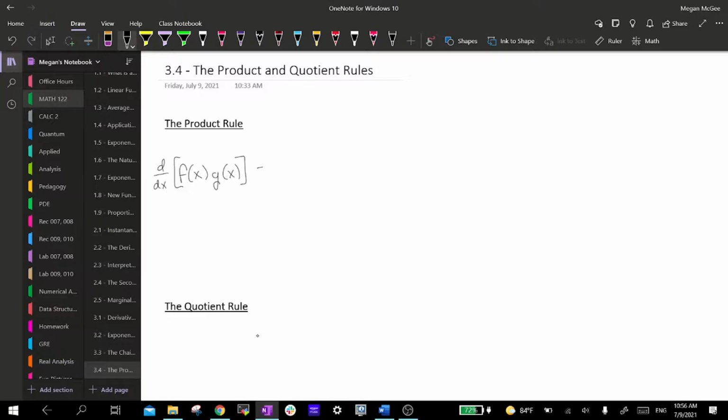Our rule for this is going to be: first take the derivative of f of x by itself, and multiply that by g of x, and then we're going to add that to the derivative of g of x by itself multiplied by f of x. So it's the derivative of one times the other plus the other derivative times the first, right?